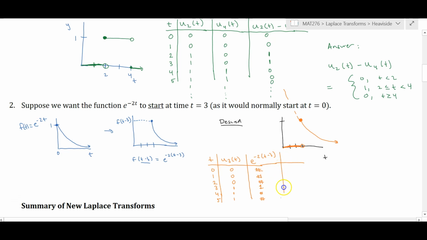Now, in order for these non-zero numbers to become zeros, I can think about how I can combine the u sub 3 function. If I take the output of u sub 3 and multiply it by e to the negative 2 times quantity t minus 3, I'm going to get a 0. So what happens when I multiply the Heaviside by the function? It's either going to be 0 times the function or 1 times the function. So this will give me 0.